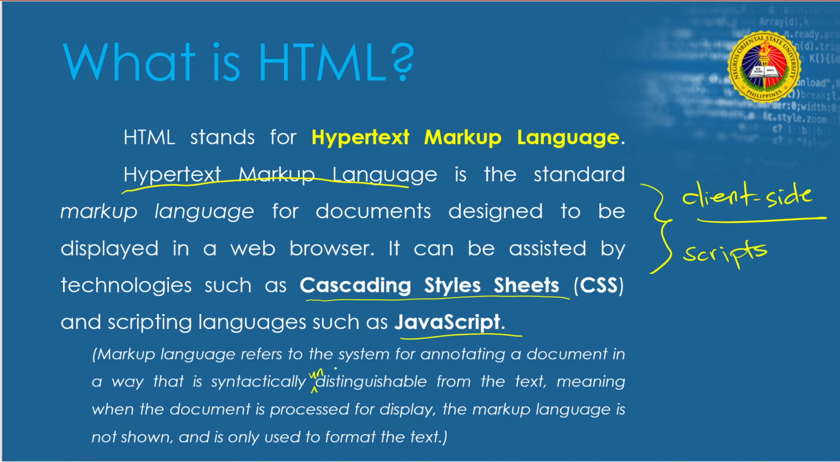We say distinguishable, meaning like similar, right? Is that the right definition? Like similar or recognizable? When we say distinguished guest, it means recognized guest. Alright, so syntactically undistinguishable. What do I mean by that?